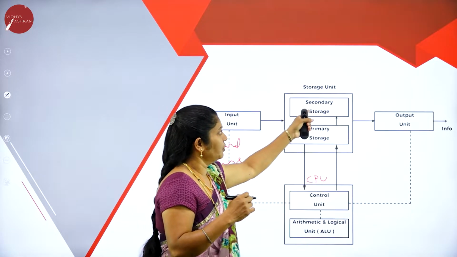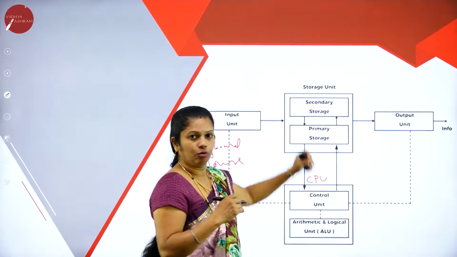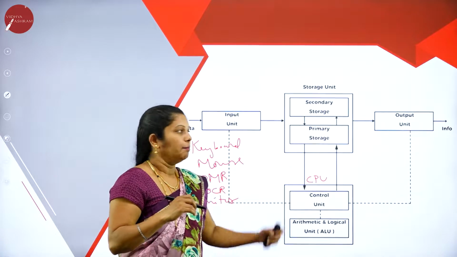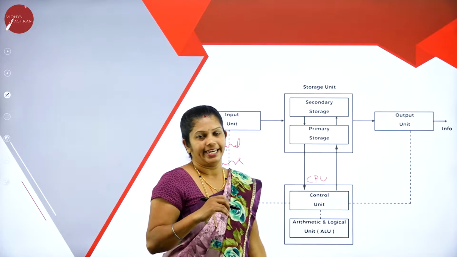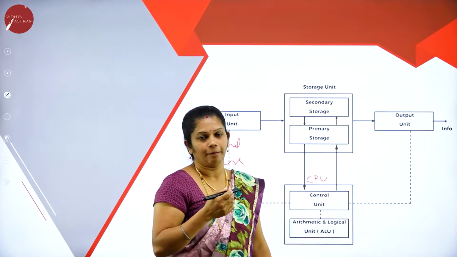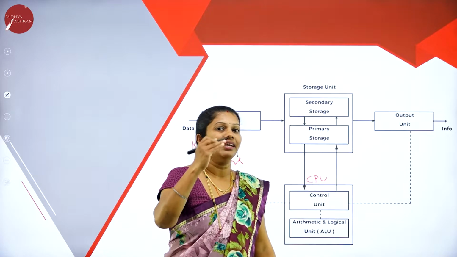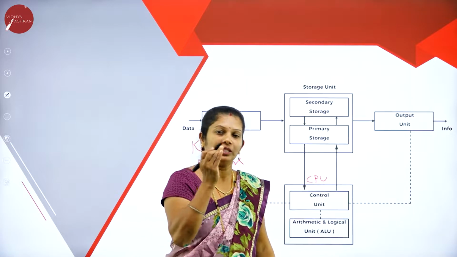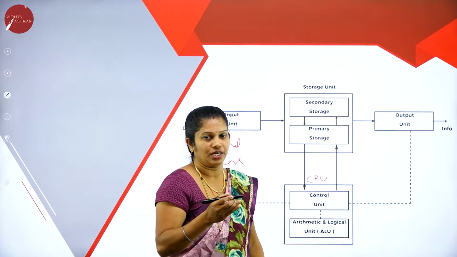Under this storage unit, we have two units. One is primary memory and the other is secondary memory. It stores both input data as well as output data. Output data is nothing but information here. It stores both data as well as information.